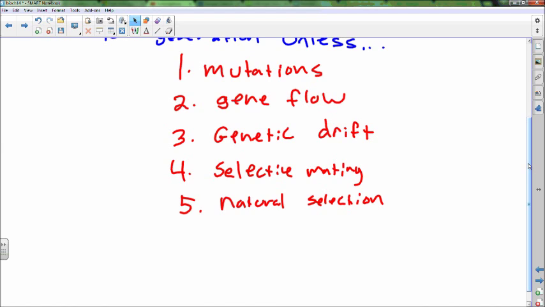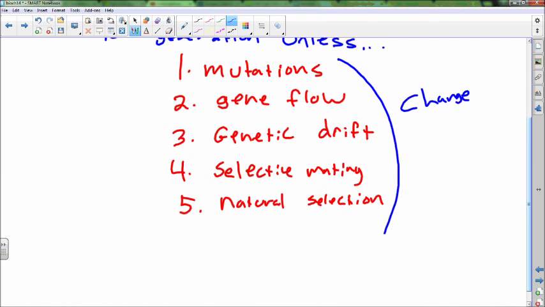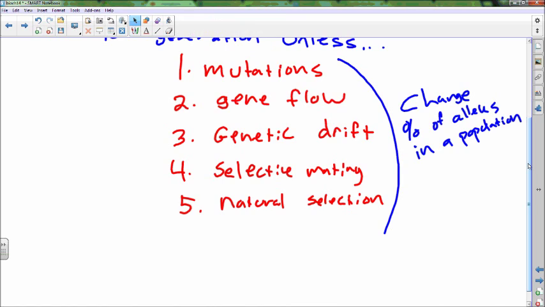Okay? So basically, these 5 things are the only things that can actually disrupt Hardy-Weinberg equilibrium and change a population. So we'll say change the percentage of alleles in a population. So let's go on and talk about each of these in turn and see how they can actually affect the change or the percentage of genes.